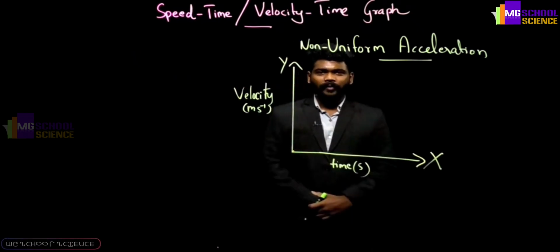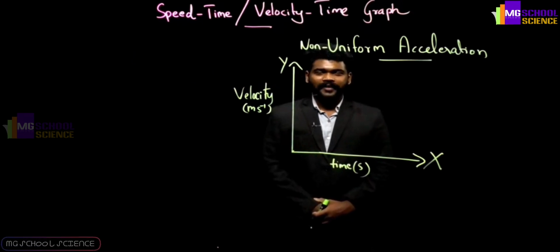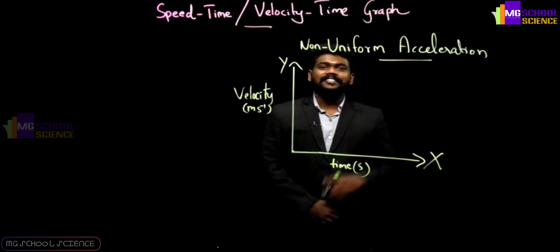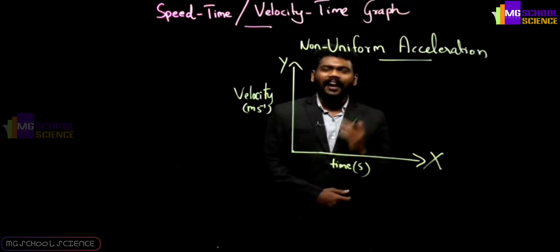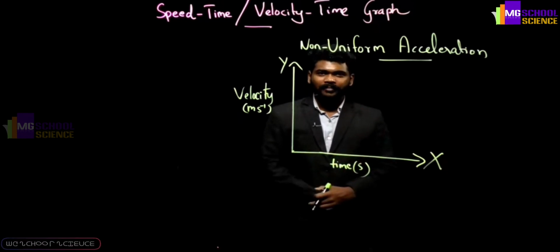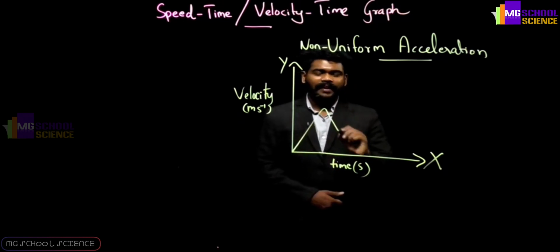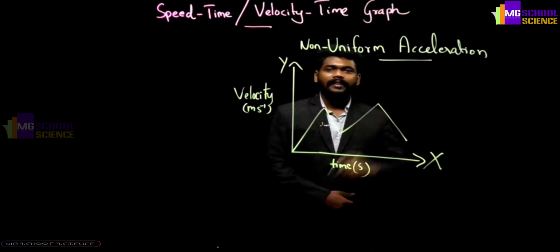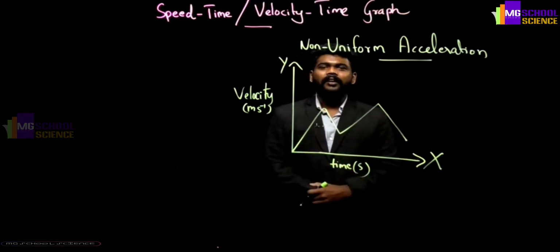Non-uniform acceleration. Non-uniform acceleration is nothing but whenever there is a change in velocity which is in unequal amounts with respect to time, then the graph will represent a non-uniform motion. That is, anything except a straight line in a velocity time graph gives you a non-uniform motion.